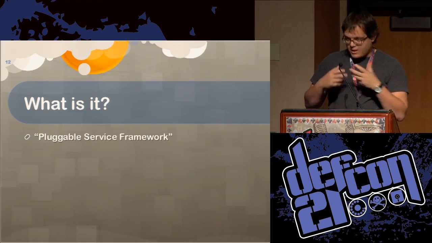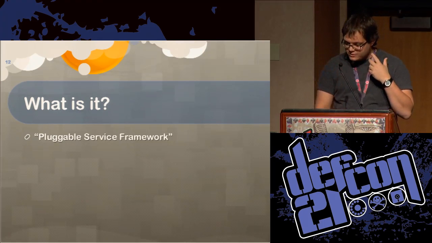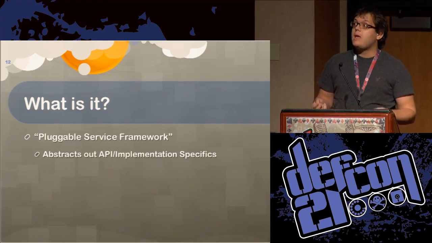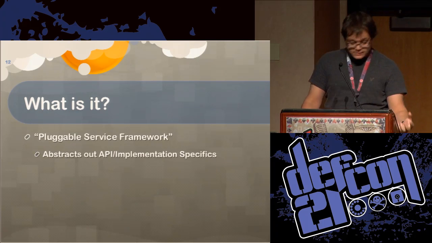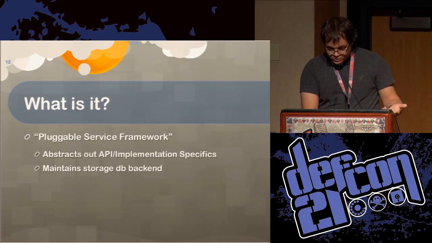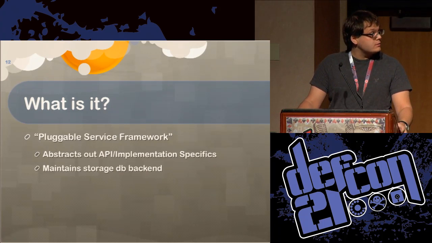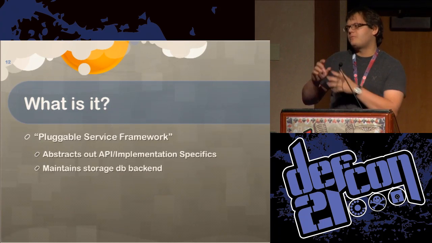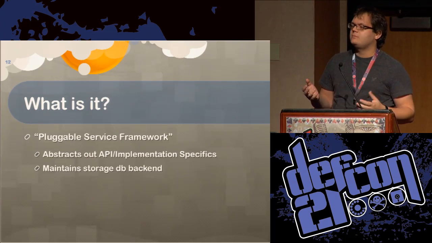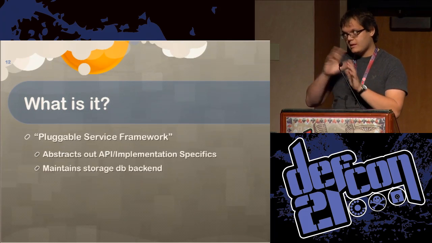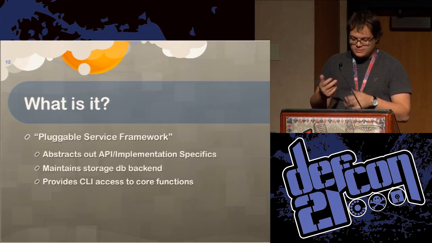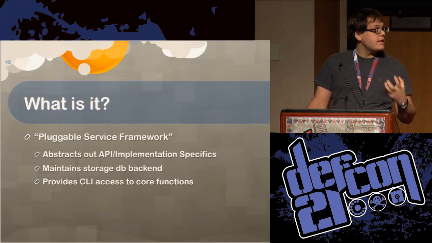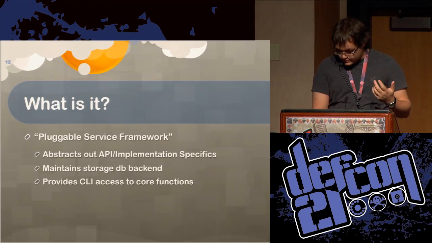What it does is I've created a pluggable storage framework that allows you to abstract out the API implementation specifics of the individual cloud storage utilities. From this, the tool also maintains a storage database backend for fragmentation, or for maintaining the history of the fragmentation, maintaining the table of fragments, maintaining the initial files that form these fragments, and also provides a command line access or command interface tool to the core functionality of these individual components.